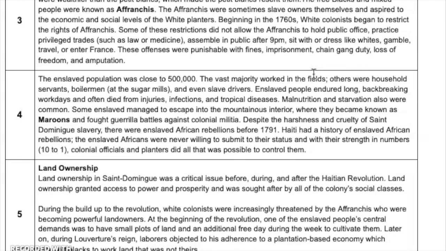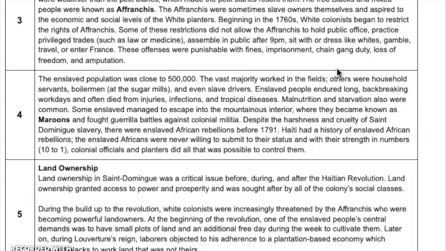There were 3 groups of African descent: those who were free, those who were enslaved, and those who had run away. There were about 24,000 free black people in 1789. Half of them were mixed, and often they were wealthier than the Petit Blancs, which made the Petit Blancs resent them. The free blacks and mixed people were known as affranchis. The affranchis were sometimes slave owners themselves and aspired to the economic and social levels of the white planters.